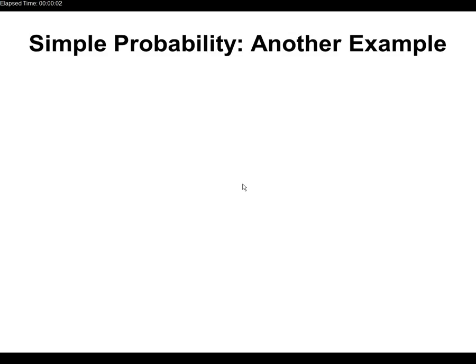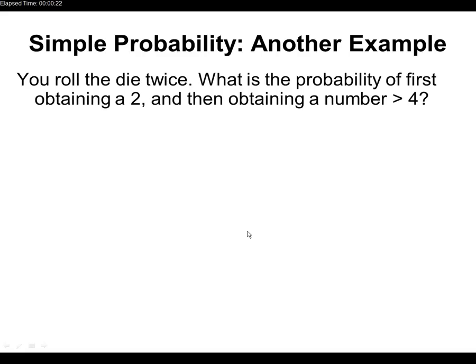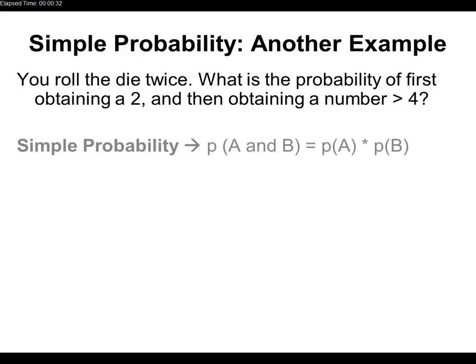This is the second videotape of probability. So I was doing an example of simple probability, and this is another example. Let's say we roll one die 2 times. What's the probability of obtaining a 2 and then rolling again and obtaining a number greater than 4? All right, let's figure it out.